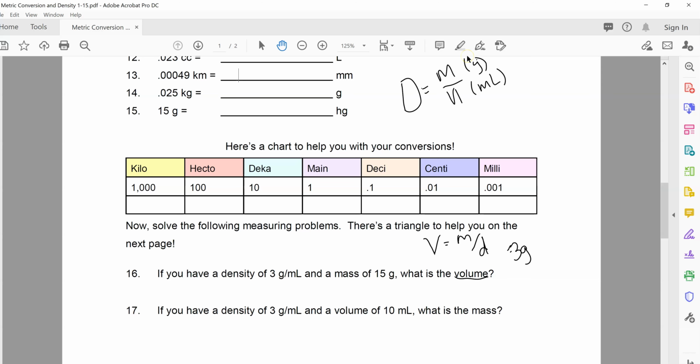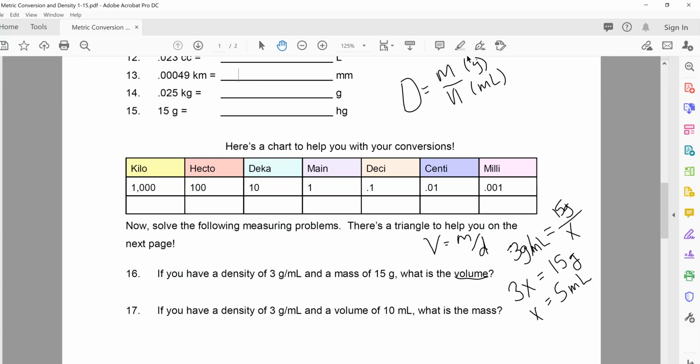Okay, we have 3 grams over milliliters for density, and that's going to equal 15 grams for mass over x, because we're solving for volume. So what we're going to do is bring the x over to the other side, so 3x equals 15 grams. So what is x? X equals 5. So our volume is 5 milliliters.